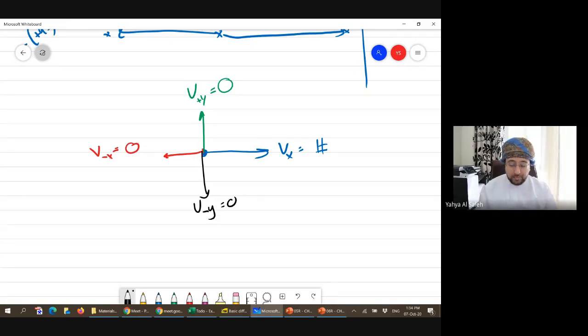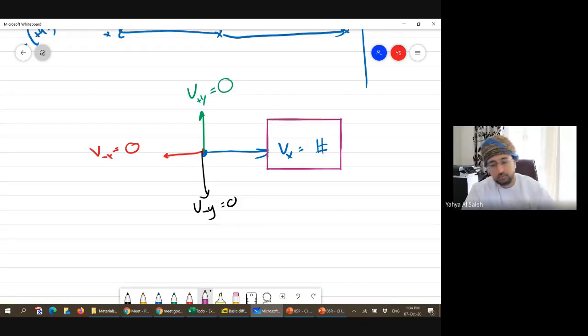Okay, so you are absolutely correct. The plane has a velocity. It's Vx, it's a number.